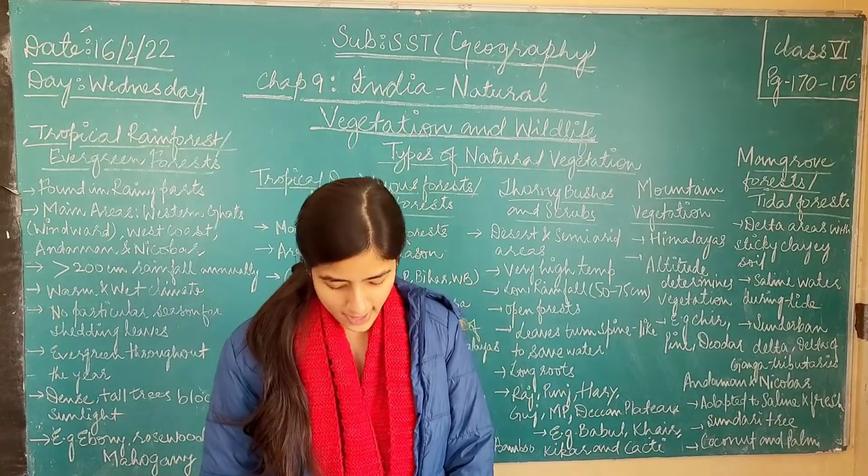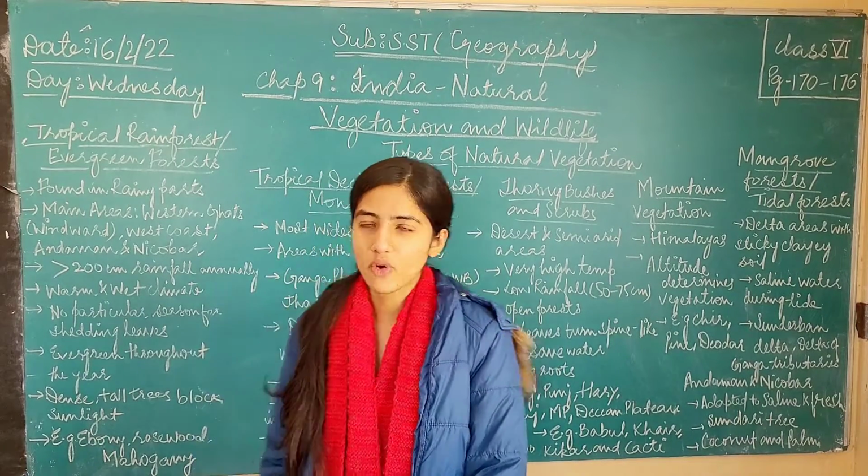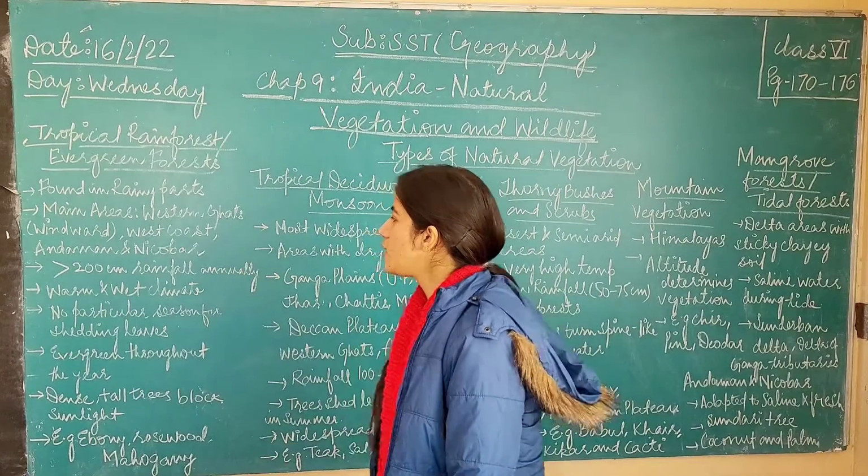Do you know where are Andaman and Nicobar Islands? Andaman and Nicobar Islands are in the Bay of Bengal. As you can see in the map, they are in the Bay of Bengal. So these types of forests are also found in Andaman and Nicobar Islands.